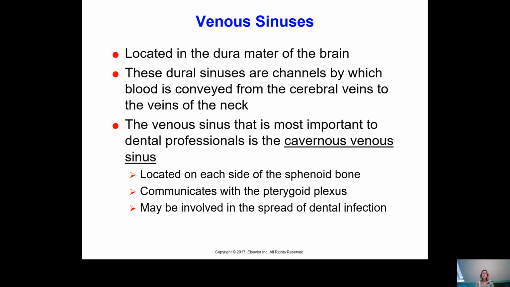Venous sinuses are located in the dura mater of the brain. These dural sinuses are channels by which blood is conveyed from the cerebral veins to the veins of the neck. The venous sinus that is most important to dental professionals is the cavernous venous sinus. It's located on each side of the sphenoid bone, communicates with the pterygoid plexus, and may be involved in the spread of dental infections.